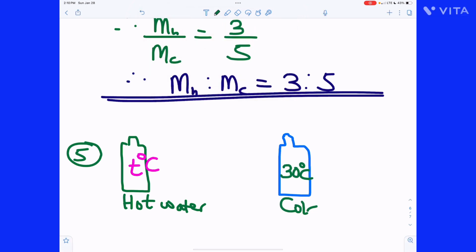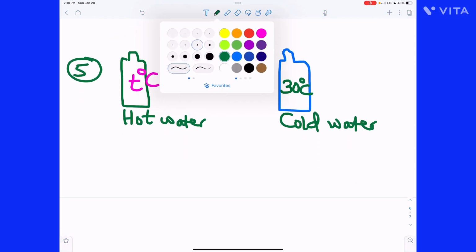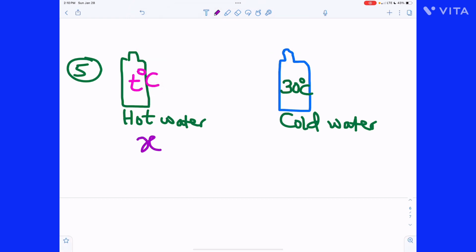So we will call this cold water, but the mass of hot water added is X. You understand? Let's call this mass of hot water.